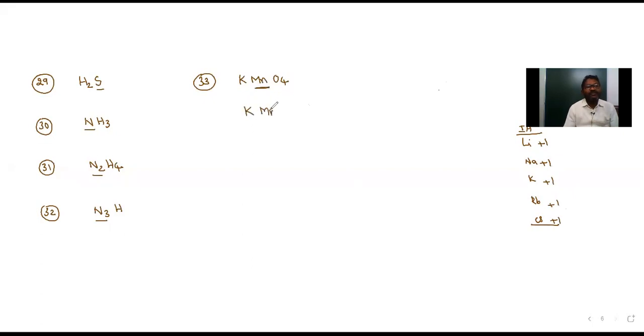Okay, for which? Let the oxidation state of manganese be X. Oxygen is -2. What about potassium? Potassium, a first group element. First group elements' oxidation state is always +1. Second group elements always +2. Am I right or not? Okay. 1 into +1, plus 1 into X, plus 4 into -2, -8, is equal to 0. Now X, 1 minus 8 is -7. X is equal to +7. Any doubt?